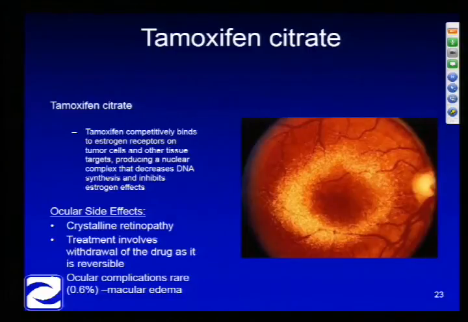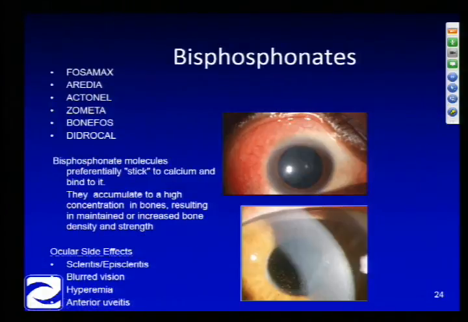Tamoxifen is used to bind estrogen receptors to inhibit estrogen effect on certain tumor cells. A fairly common ocular side effect is crystalline retinopathy, where you can see these highly refractile crystals that start to develop around the macula. These are not visually significant, and they usually resolve after the drug is stopped. These patients can get macular edema or swelling of the macula, but this happens only in 0.6%. So not any major ocular side effects, but it's important to know that this crystalline retinopathy can be occurring in case you see it and wonder what's going on.